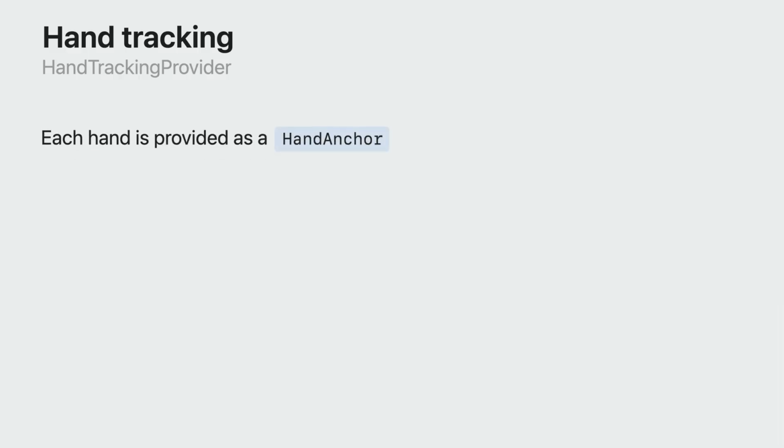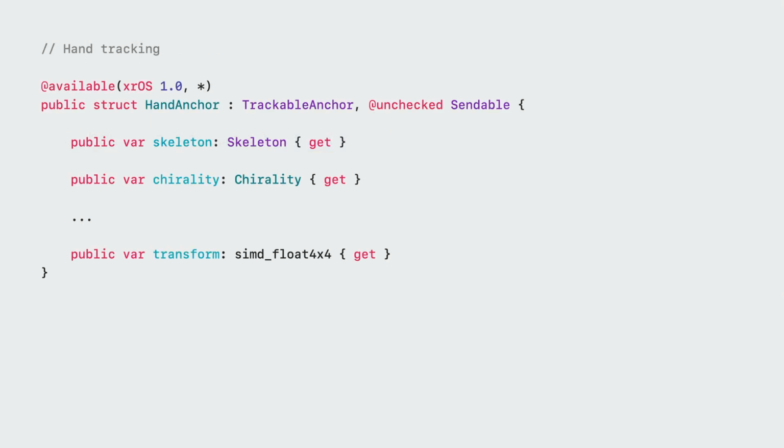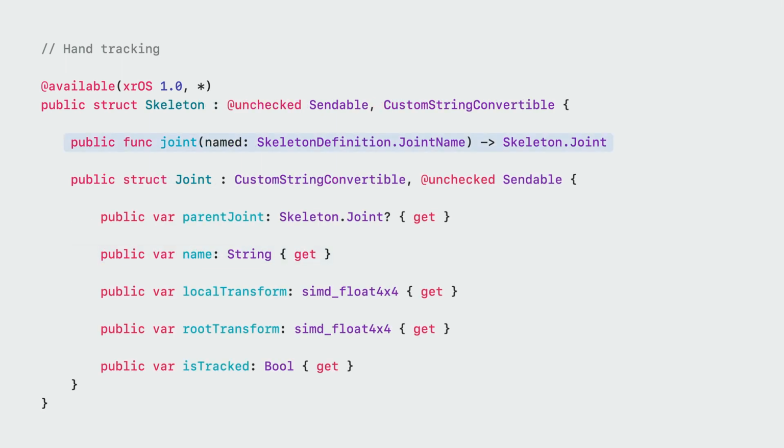When your hands are detected, they are provided to you in the form of hand anchors. A hand anchor is a trackable anchor. Hand anchors include a skeleton and a chirality. The chirality tells us whether this is a left or a right hand. A hand anchor's transform is the wrist's transform relative to the app origin. The skeleton consists of joints which can be queried by name.